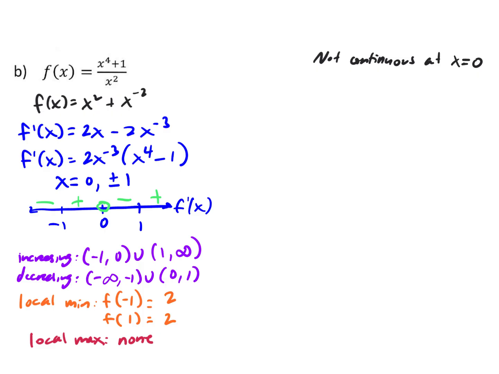All right, let's keep moving. So to find concavity, I have to find the second derivative. So I take the derivative of the derivative. So this is going to be 2 plus 6x to the negative 4. Okay, the derivative of the derivative.